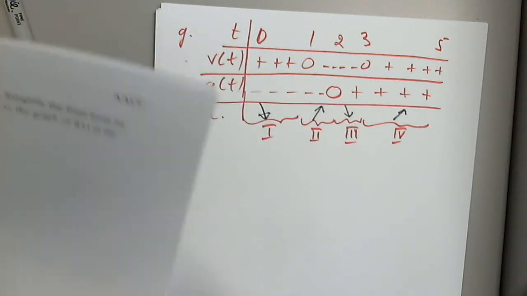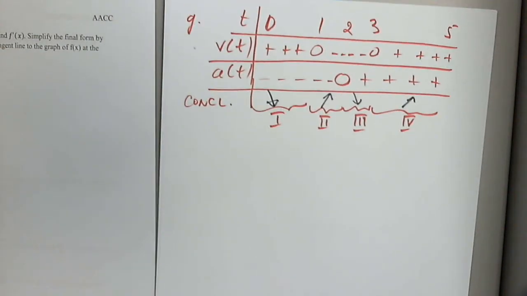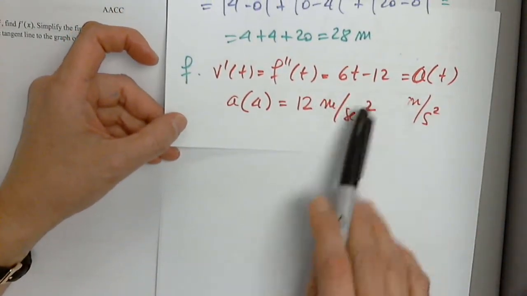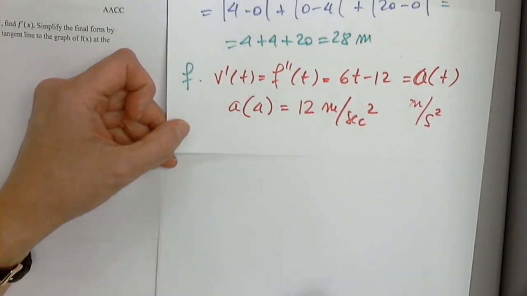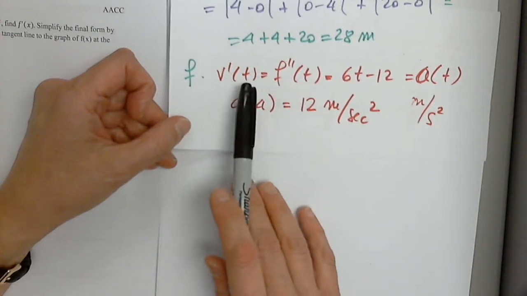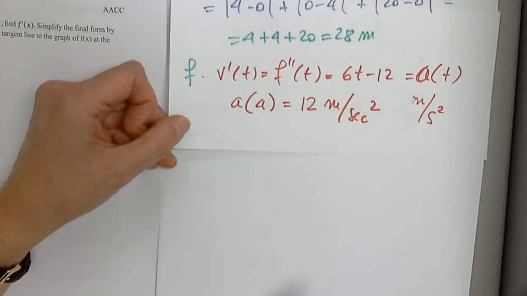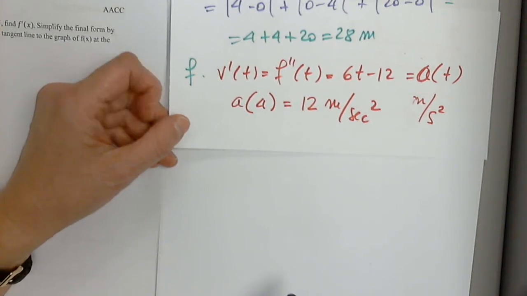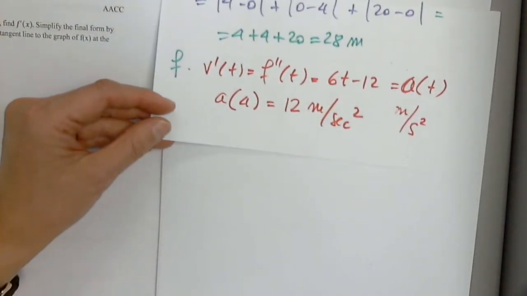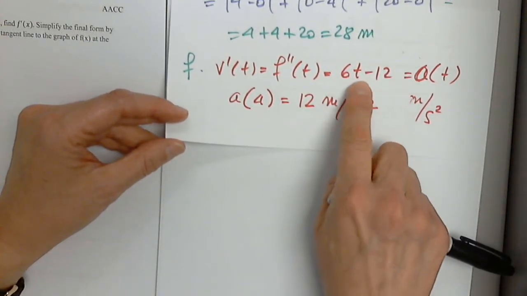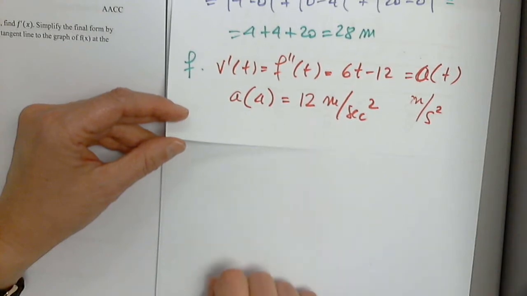Okay, yes, please. Can we go back up to part F? It's just 6t minus 12. We are differentiating again to get the acceleration. The acceleration is the derivative of velocity, or the second derivative of the distance function. 6 times 4 minus 12 is 12. Is that okay? Good. Anyone else?